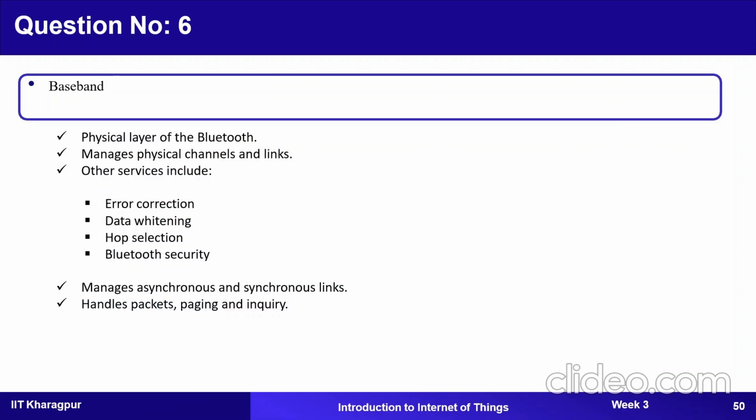Now the first one is the baseband layer. The baseband layer is the physical layer of Bluetooth. It manages physical channels and links. The other services provided by the baseband layer are error correction, data whitening, hop selection, and Bluetooth security. It also manages asynchronous and synchronous links, and handles packets, paging, and inquiry. So basically the baseband layer is responsible for providing error correction, data whitening, hop selection, Bluetooth security, handling packets, paging, and inquiry.